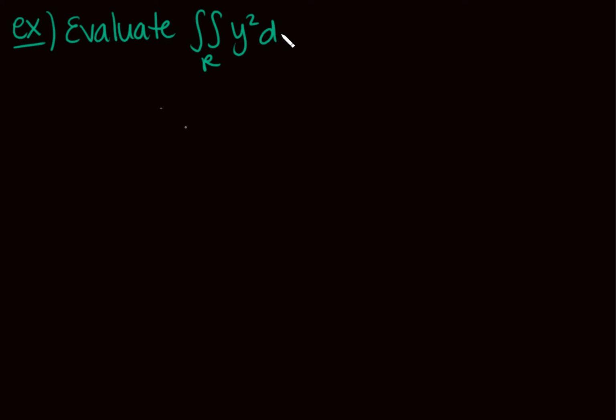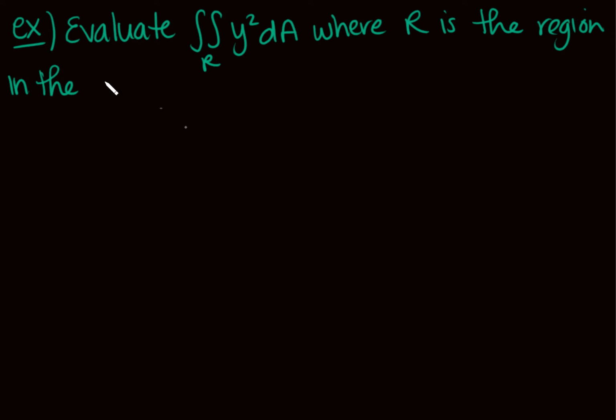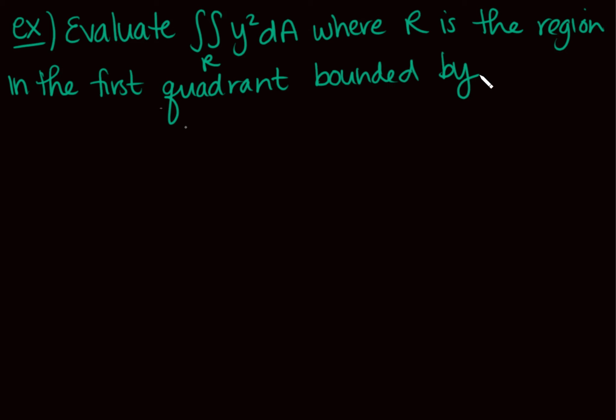The double integral over R of y squared dA. Okay, I want to evaluate this, where R is the region in the first quadrant bounded by, now this is going to be a little crazy, but it'll be all right. Bounded by the following functions. x equals y squared, which remember, that's just a parabola on its side, so don't freak out by that. Okay, x equals y squared.